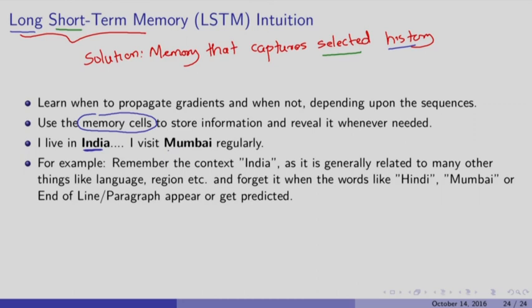So if I have to predict the location to be a city, I would rather look at cities in India. So you are trying to remember the context India as it's generally related to many other things like language, region, etc. However, once we have mentioned Mumbai, you might want to forget India because you are interested in attributes of Mumbai and not generic attributes of India.